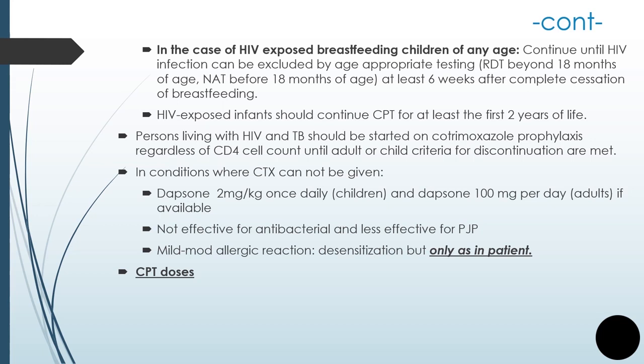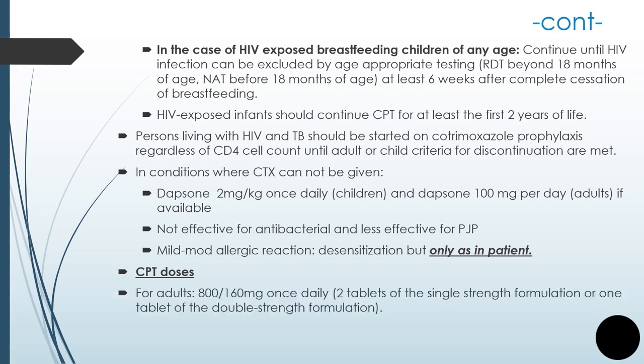What should be the doses? For adults, a single dose of Septran double strength, which contains 800 mg of cotrimoxazole and 160 mg of sulfamethoxazole, once daily, or 2 tablets of single strength tablet can be given. The other options available are alternative regimens.